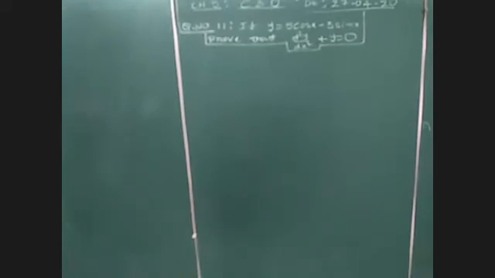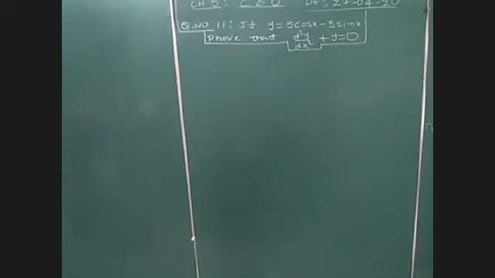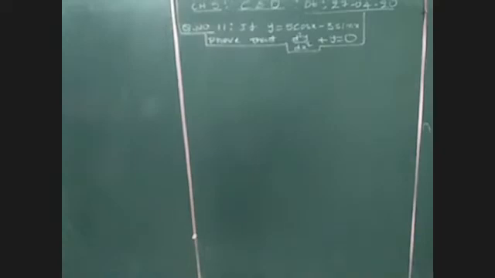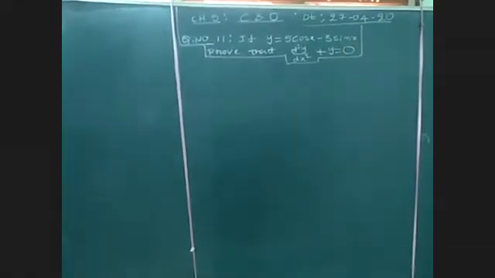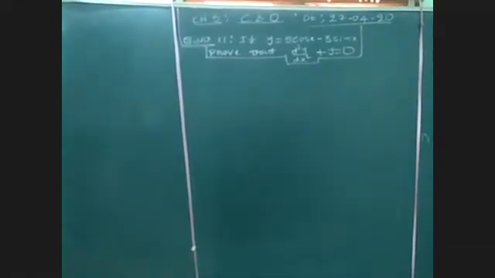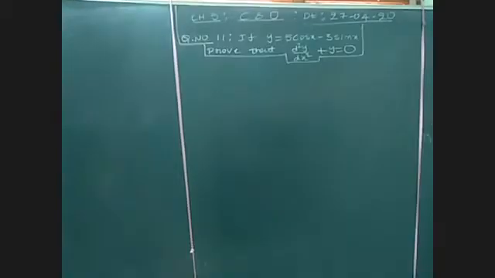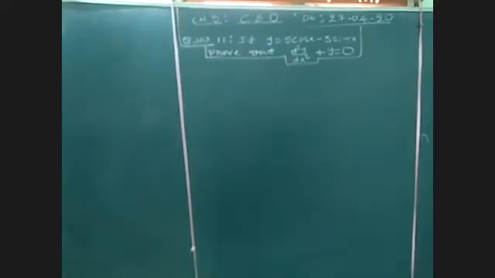Okay, all of you find y, which is given, so that d square y by dx square plus y is equal to 0. All of you solve that. Take y and differentiate y.